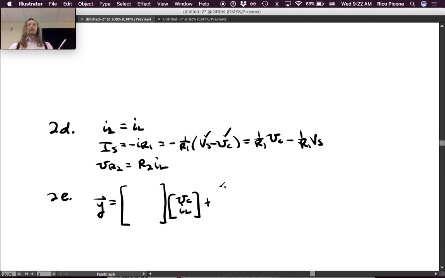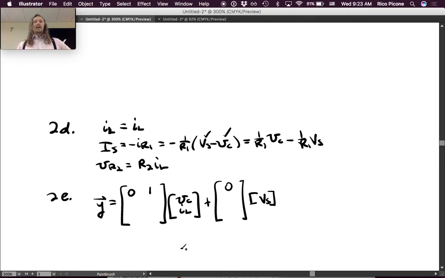And then with inputs, we have, once again, the first dimension has to be 3, the number of outputs. And we have one input, right? Just VS. So what's the second dimension of the D matrix? 1. Just to match the inner dimension, right? So the first equation is that IL is equal to IL. So IL is equal to 0 VC, 1 IL, and 0 VS, right? Bam. We just essentially selected out IL.